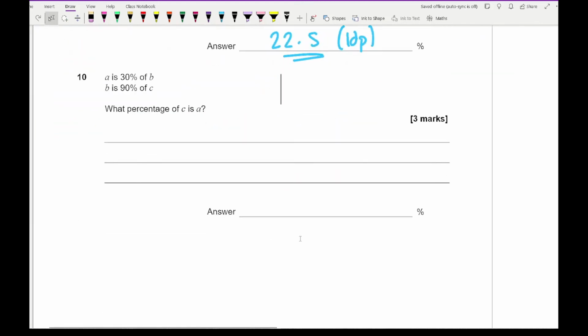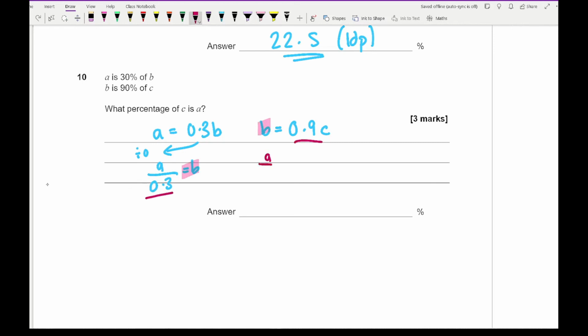And then finally with question 10, it says A is 30% of B and B is 90% of C. What percentage of C is A? Now for this, let's write down the facts that we know. We know that A equals 30% of B, which is 0.3B. We also know that B is 90% of C. What we want to do is make B the subject in both cases. So for this one, if I take the 0.3 over to the side, what I end up with is A over 0.3 equals B. Now, as we've got both equations equal to B, these two things must be equal to each other.